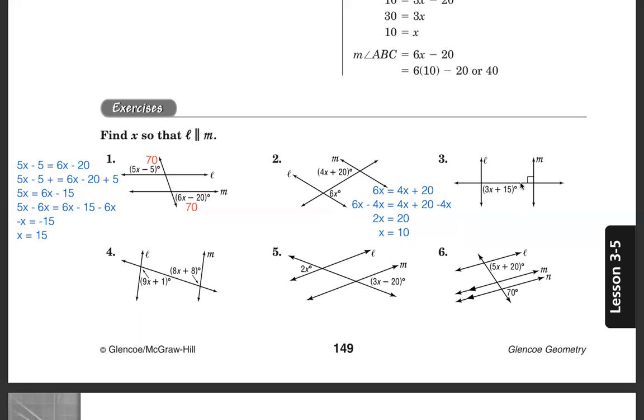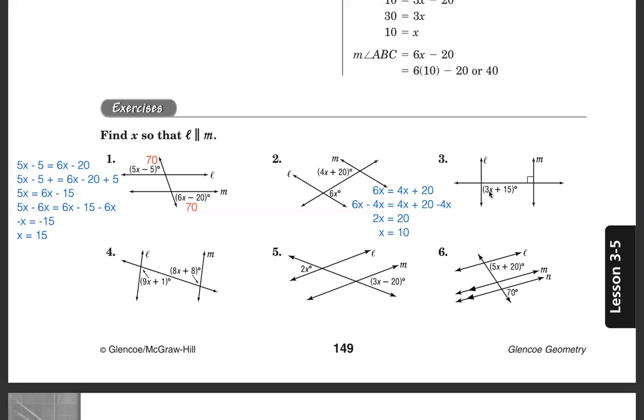Now here, this is the combination of alternate interior angles and perpendicular lines. So we see that M is perpendicular to this horizontal line. So for L to be parallel to M, it should also be perpendicular to this. That means the angle formed here must also be 90.